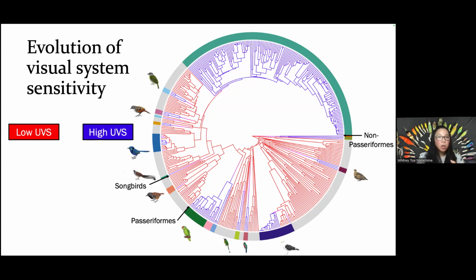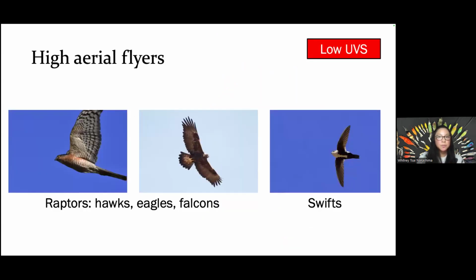In songbirds, we see it in quite a few different groups. We see it in lyrebirds, fairy wrens, longrunners, some vireos. And then once we get to this group called the passerides within the songbirds, these are birds like wood-warblers, tanagers, robins, and we see that it's pretty ubiquitously a high UVS visual system. And so in the next few slides, I'll go over some of these results in a little bit more detail.